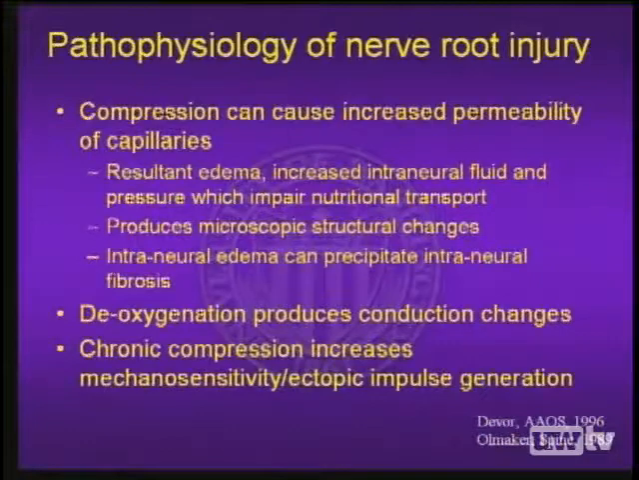So we know that compressing the nerve roots can cause increased permeability of the capillaries. Can cause edema, increased fluid, increased pressure, which then can decrease nutritional support, can produce structural changes on the microscopic level, and edema can precipitate fibrosis as well. Deoxygenation can produce conduction changes, and then chronic compression can cause mechanosensitivity and impulse generation that is ectopic and not caused by specific stimuli.